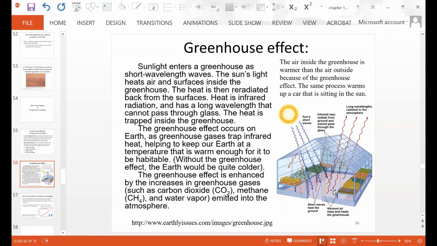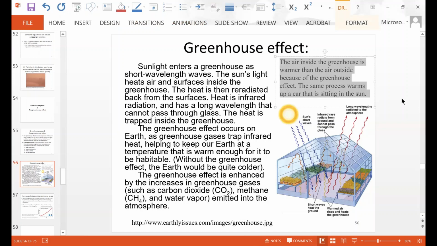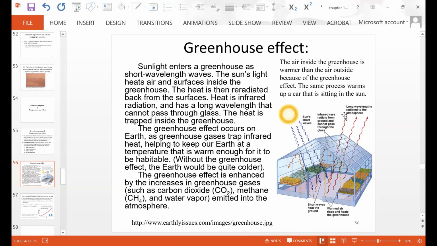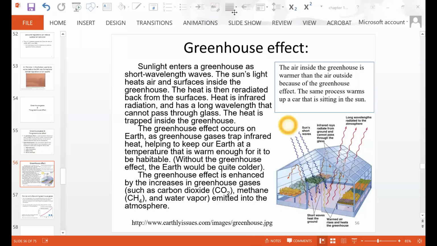So the air inside of the greenhouse gets warmer and warmer. The same process warms up a car that is sitting in the sun. So if you leave a car outside in the sun, it'll heat up, and it gets pretty hot inside a car. So again, the greenhouse effect on Earth allows for the Earth to be warm enough to be habitable. Without the greenhouse effect, the Earth would be a lot colder.